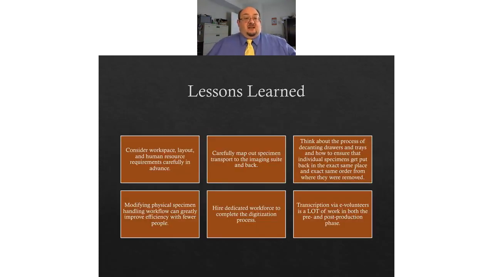So from that study, we learned that we had to really think about workspace layout and human resource requirements well in advance. We had to make sure how we were getting specimens out and how we were bringing specimens back into entomology. We had to think about that process of how do we make sure that an individual specimen gets put back in the exact same place that it came out of after we have pulled it, removed all of its labels, taken a picture of it, put the labels back on in the same order, added a barcode, and then put it back in the tray. We want the drawers on the back end to look exactly like they did before they were decanted.